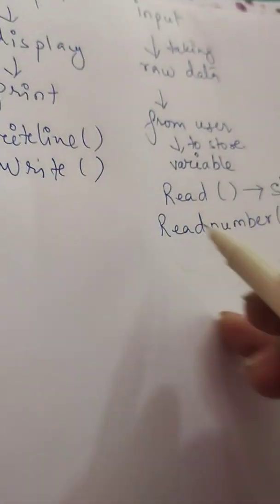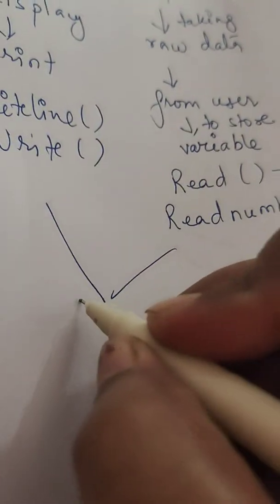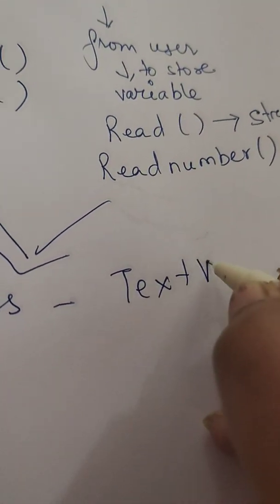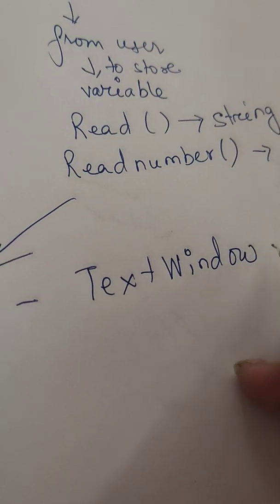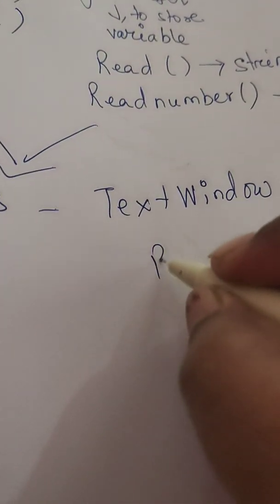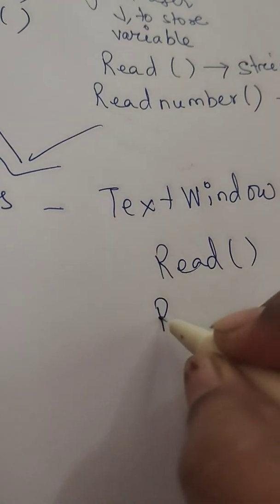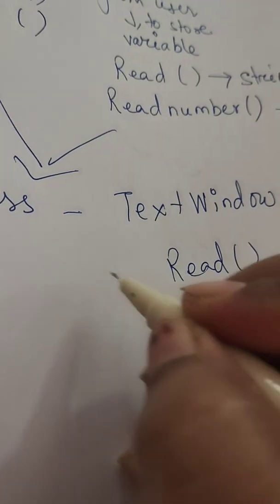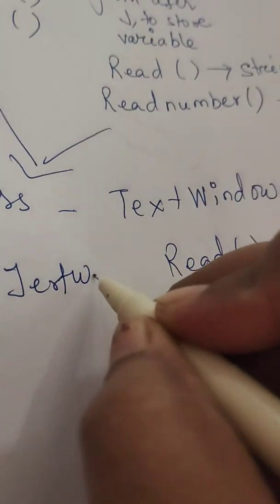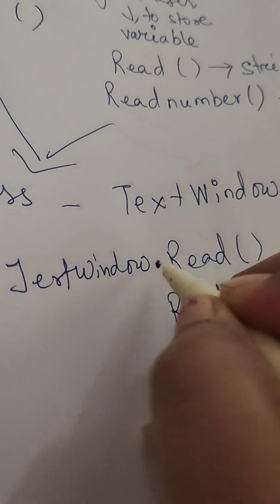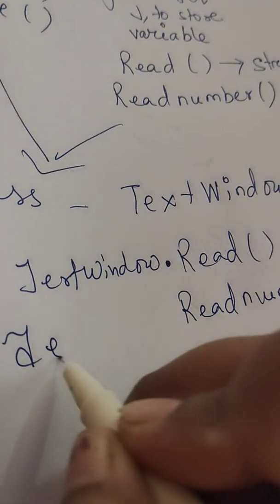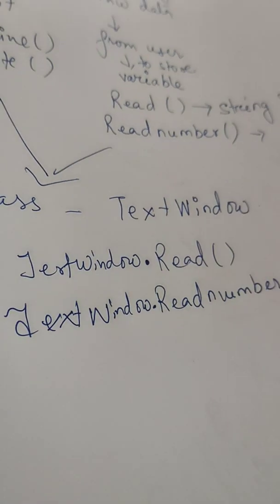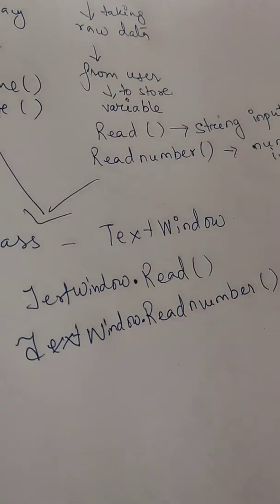So both of them belong to a class. We already know what that class is, TextWindow. So whenever we write the Read or ReadNumber function, we are bound to give the class, that is TextWindow, and the dot operator. TextWindow and dot operator. So this is the way we should write.